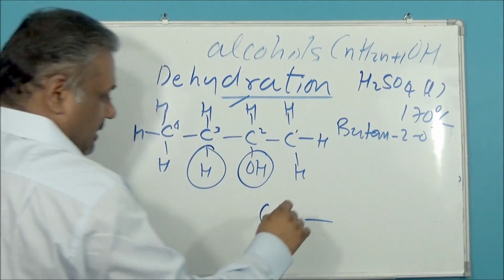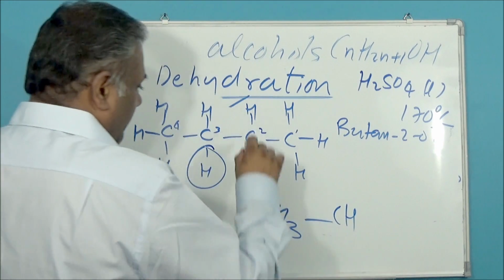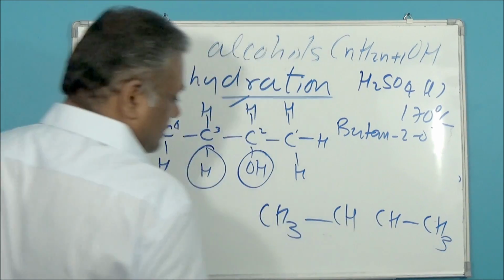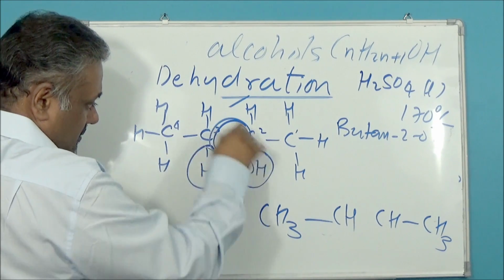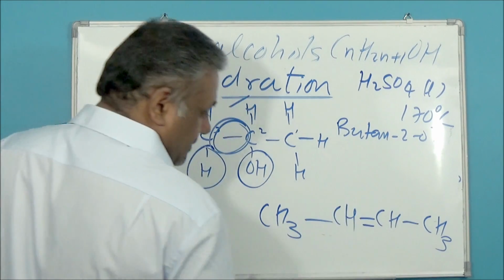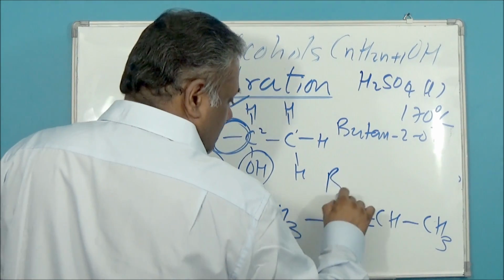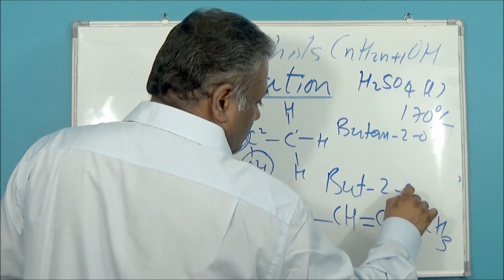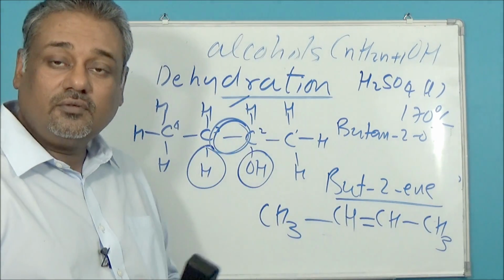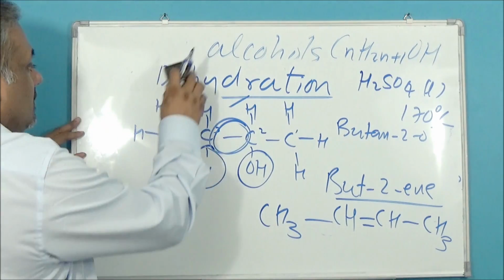This carbon has only 1 H. This carbon has only 1 H. And this carbon has 3 H's. So what do you think should happen here now? Because one OH went out, one H went out, so there's a double bond here. There. So that's basically but-2-ene. That's how we do dehydration for alcohols.